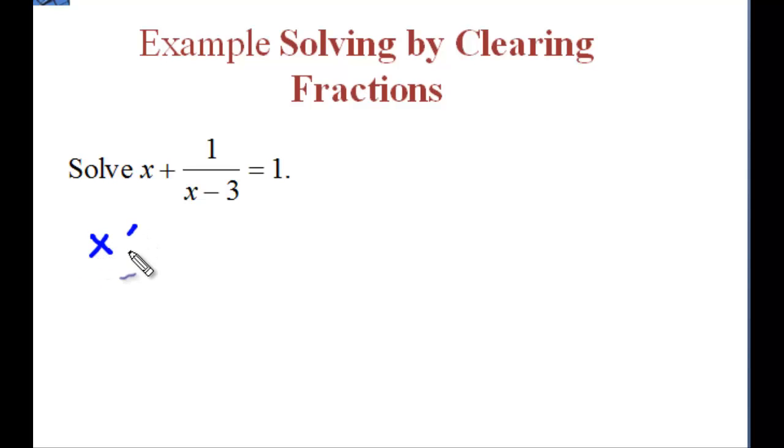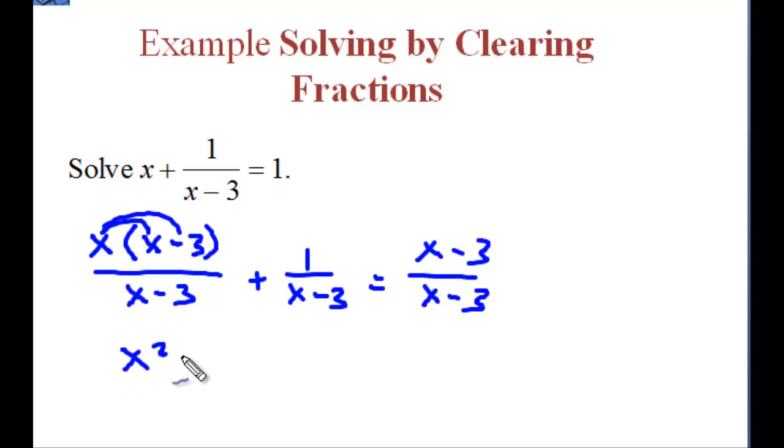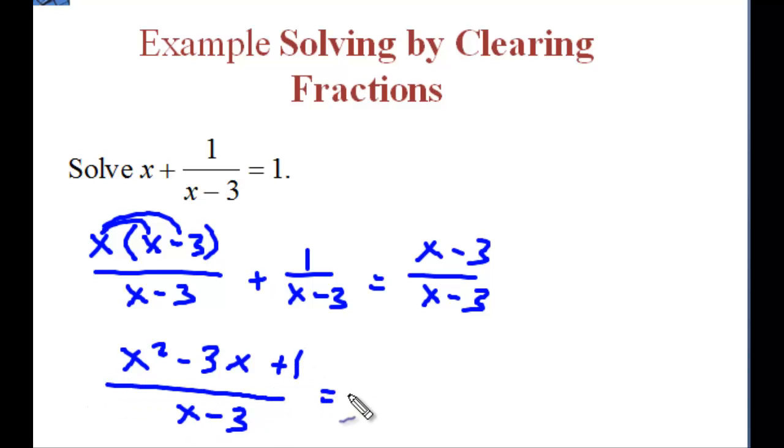So we'll have x times x minus 3 over x minus 3 plus 1 over x minus 3 equals x minus 3 over x minus 3. These have the same denominator, so we can combine them. I'll go ahead and combine and multiply at the same time. So this is x squared minus 3x plus 1 over x minus 3 equals x minus 3 over x minus 3.